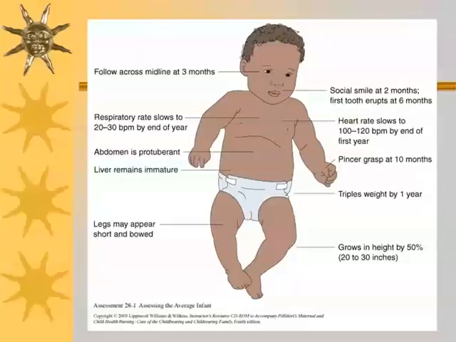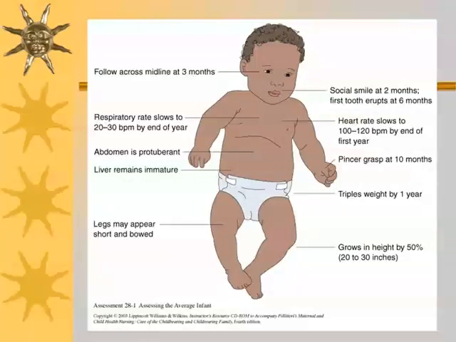This slide actually comes from chapter 28 in your textbook, but just a few things to point out about the physical development of an infant. You can see a social smile typically at 2 months of age. Their first tooth erupts around 6 months of age. That pincer grasp, or you can think about when they can start to pick up those Cheerios or the piece of lint that's on the floor that they're attracted to, as opposed to all the toys sitting around them.